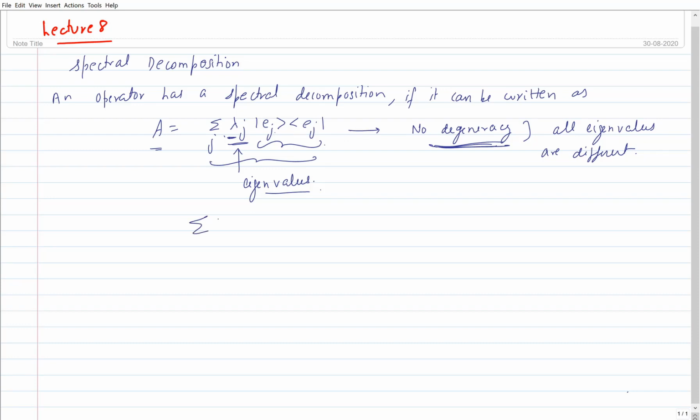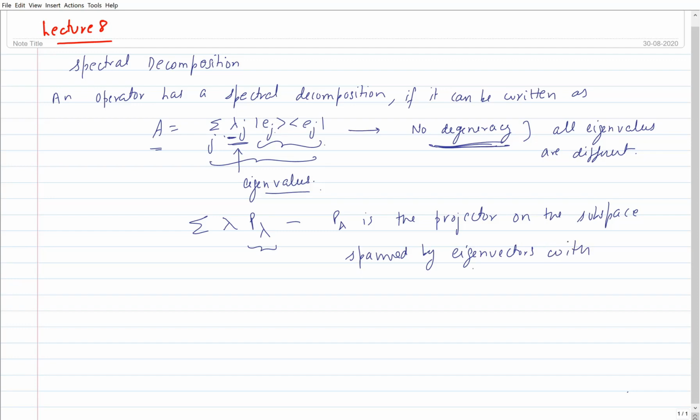And in case you have a degeneracy, I'll just write it down as lambda times some p lambda, where p lambda is the projector on the subspace spanned by eigenvectors with eigenvalue lambda.